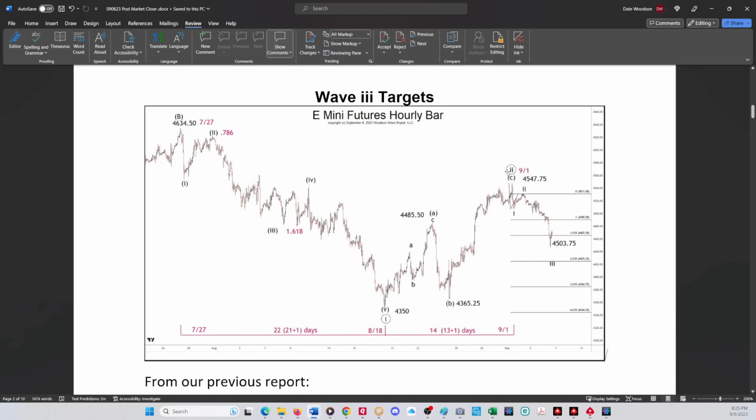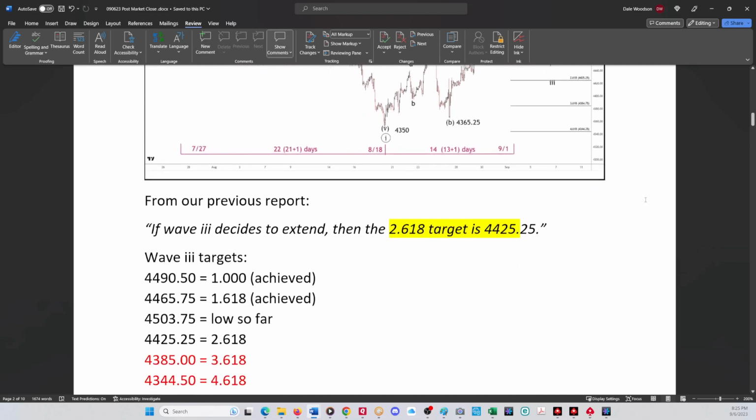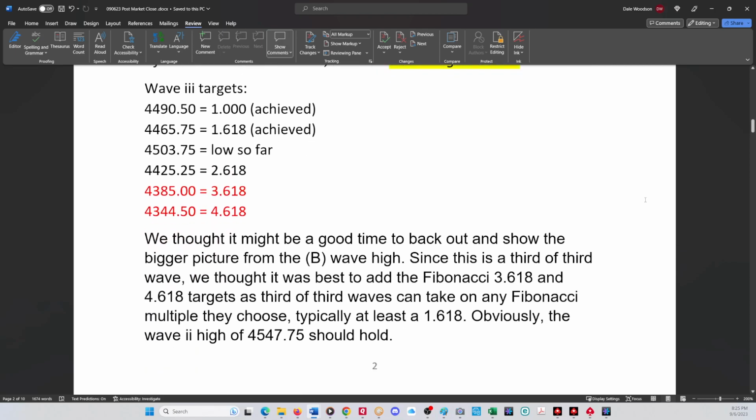Wave 3 of this wave 3 with a circle around it, which is in play. That's why we put in those higher or lower Fibonacci extension targets. Okay, and since this is a third of third wave, we thought it best to add the 3.618 and 4.618 targets as third waves. I don't have this in the verbiage, but our subscribers have heard this so many times: third waves can take on any Fibonacci multiple of the first wave that they want, at least a minimum of 1.618, but we've seen 2 and 3 and 4 in third of third waves.